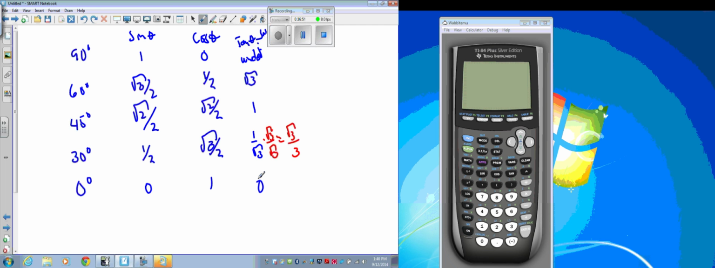And then what's the relationship for cotangent? It's either cosine over sine, or else it's 1 over tangent. And then what's the relationship for secant? 1 over cosine, right? What's the relationship for cosecant? 1 over sine. So if you learn this, you got everything else figured out, right?